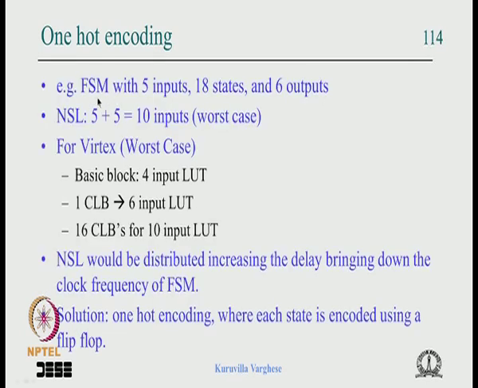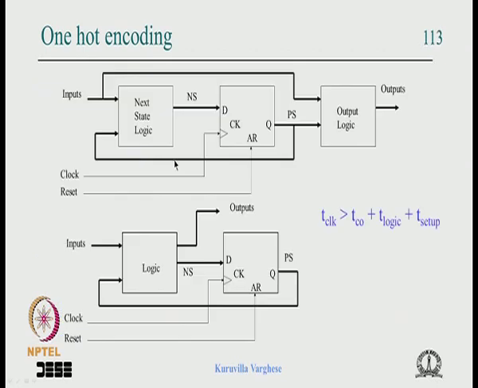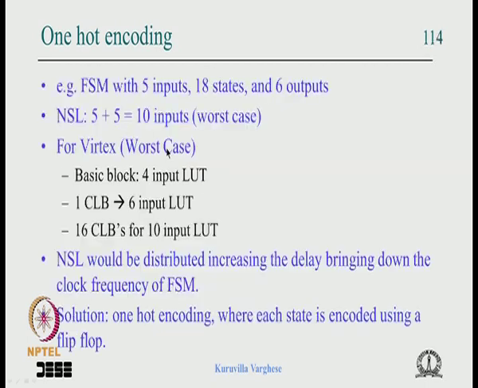Suppose you assume a finite state machine with 5 inputs, 18 states and 6 outputs. When you have 18 states, for binary encoding you need 5 flip flops, because it is greater than 16 and less than 32. And there are 5 inputs. So if you look at the next state logic, it will get 5 inputs and 5 state variables. So there are a total of 10 inputs to the next state logic. You know that there are 5 flip flops, so there will be D4 to D0. Each of them may not use all the inputs, but we assume the worst case.